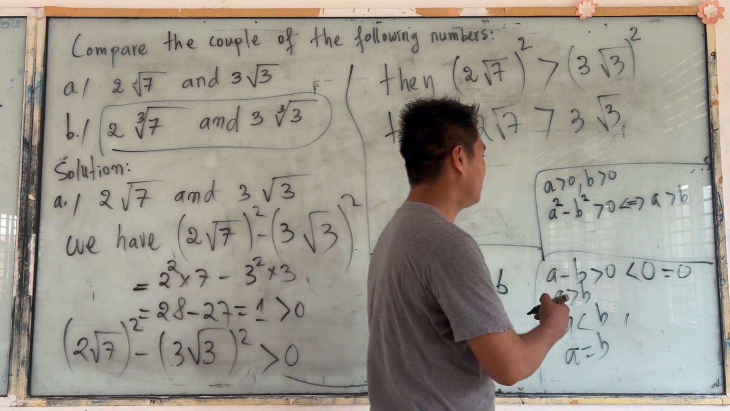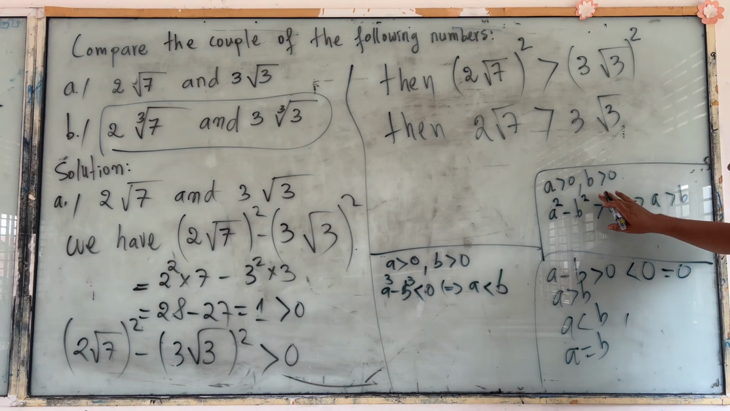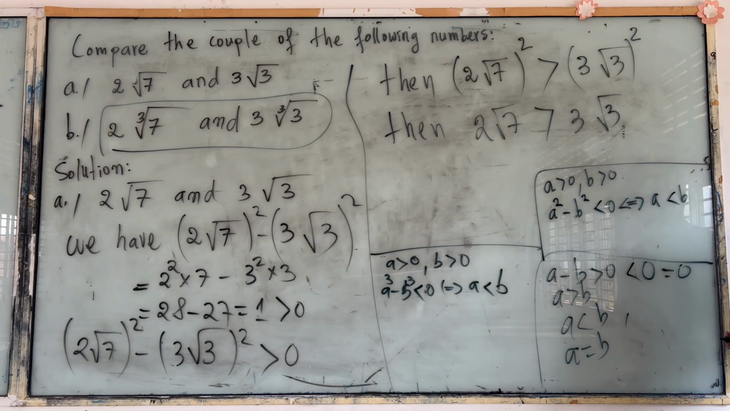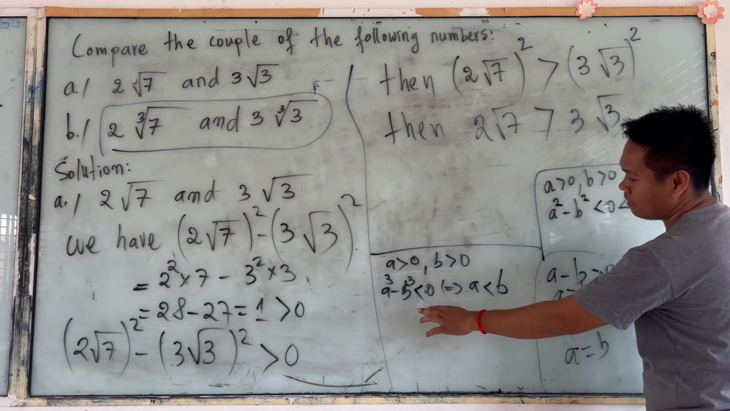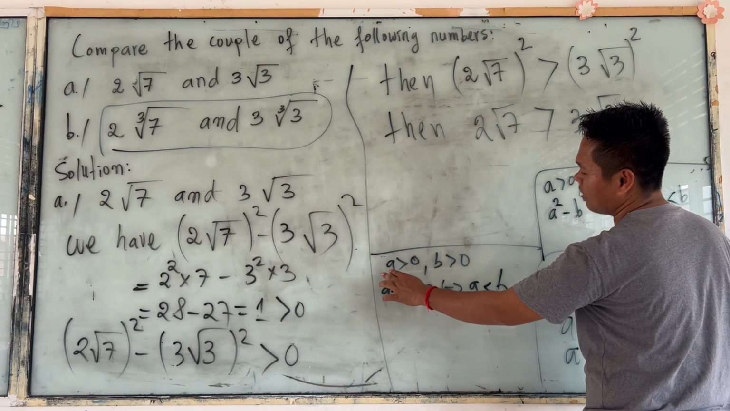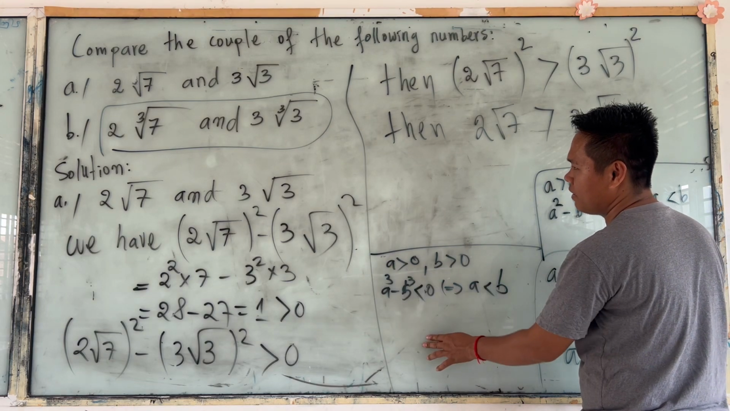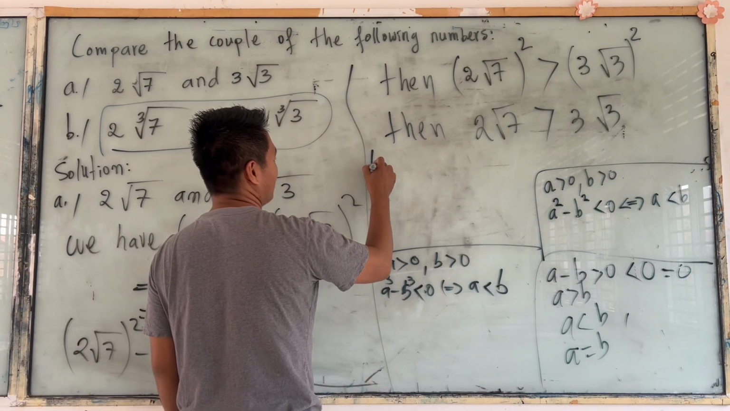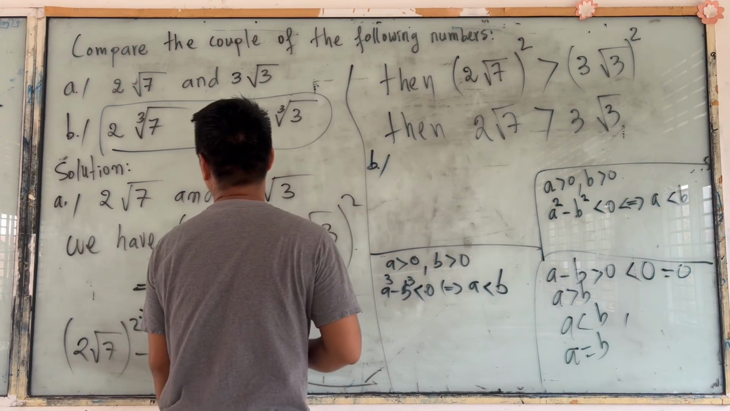And for the power 2 also, if this one is less than 0, then A is less than B also. It depends on the sign that you get from the subtraction of the squares, and for this one, it depends on the sign of the subtraction between the cubes, right? Okay. So for the next one, you can check with this.